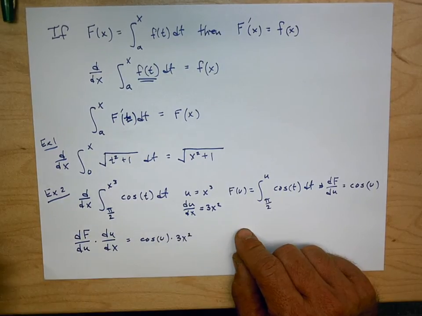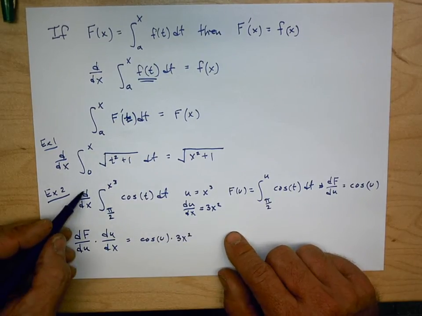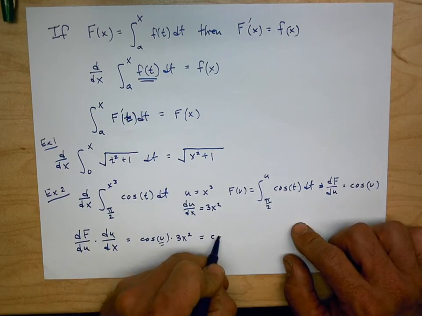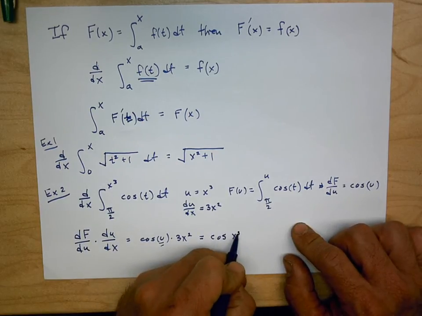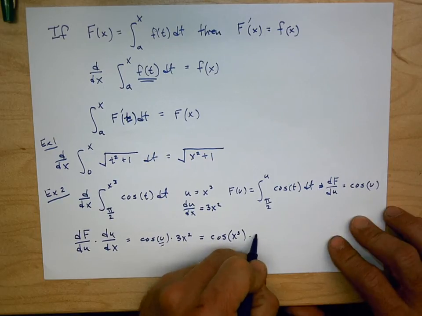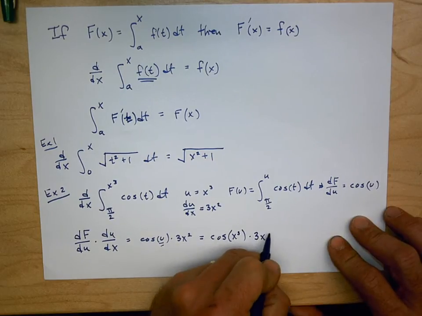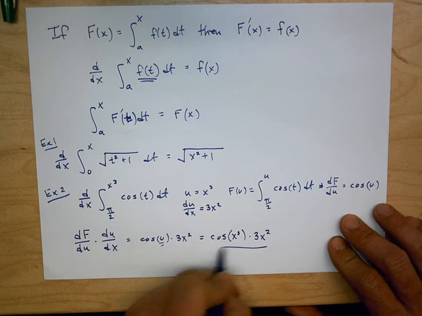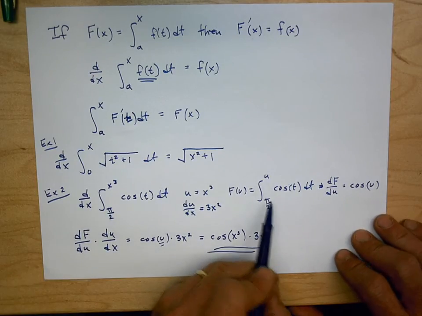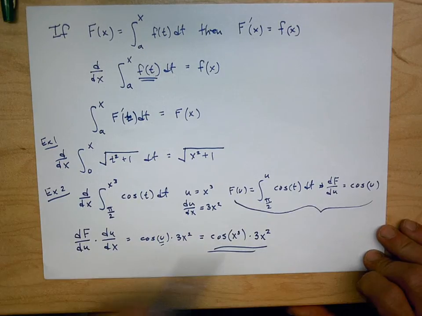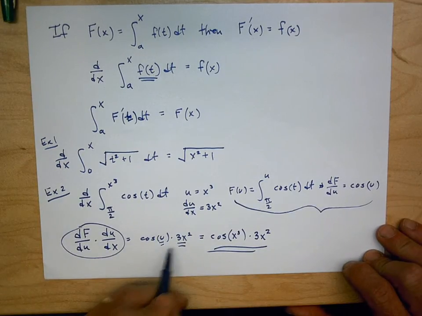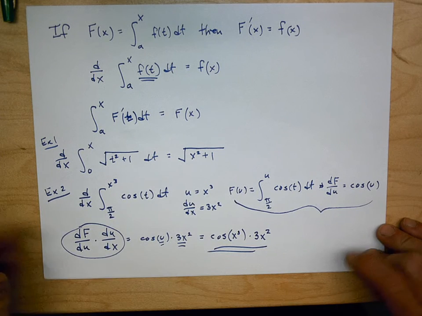We want everything to be, ultimately, since we're taking the derivative with respect to x, we need to get this back in terms of x. So I end up with cosine of x cubed times 3x squared. All right, so that's using the second part of the fundamental theorem of calculus to get df du, and then using the chain rule. So we have to add this factor of 3x squared, the derivative of the inside function.